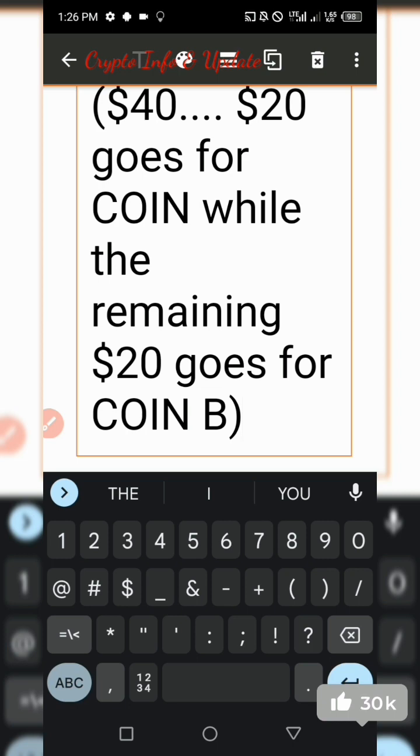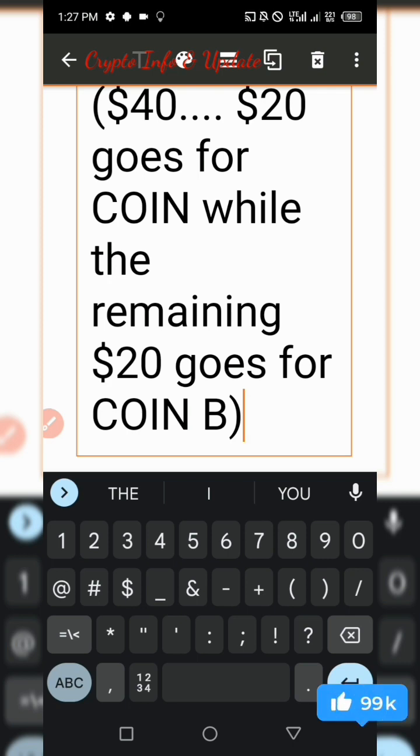Don't split it into 60% and 40%. Please don't try it. Don't split it into 70% and 30%. Don't try it. Don't split it into 10% and 90%. No, give the same capital or the same amount to each pair. So if what you have is $100, for example, give $50 to the first pair and $50 to the second pair.